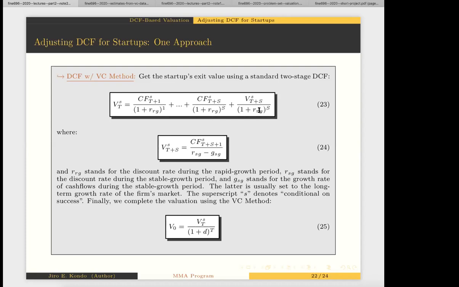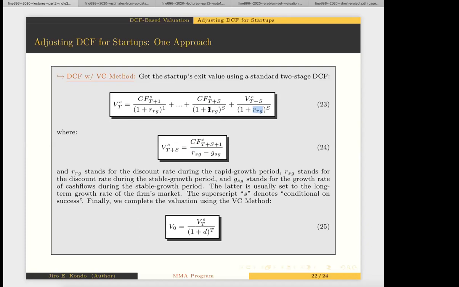But one thing I should clarify is, notice that the t plus s plus 1 cash flow, you discount at the rapid growth discount rate for s periods, and you only discount it at the stable growth discount rate for that 1 additional period between time t plus s and time t plus s plus 1, which is why, notice here, I still discount by RRG instead of RSG.